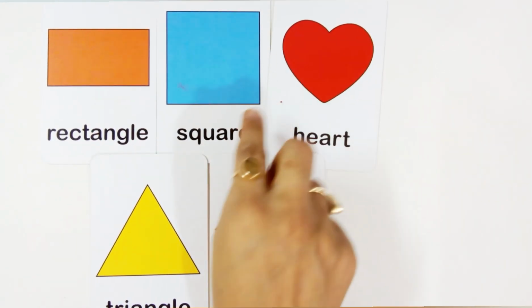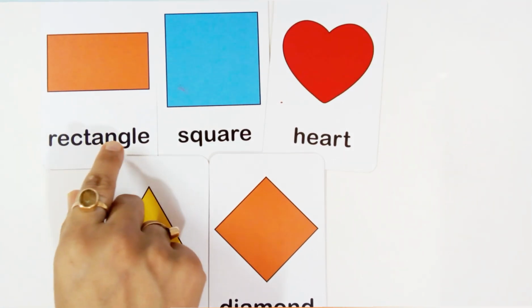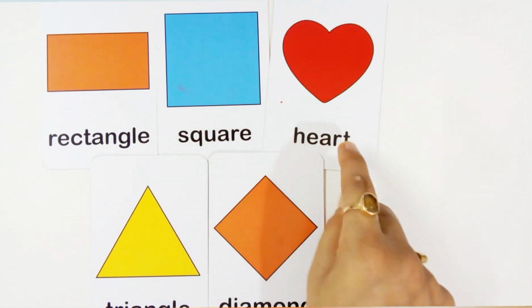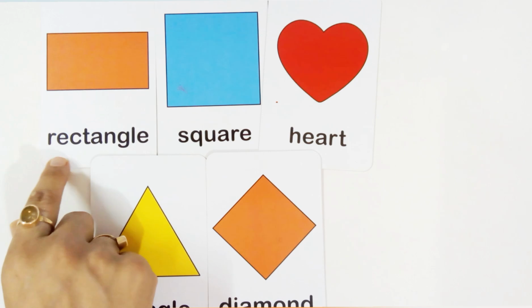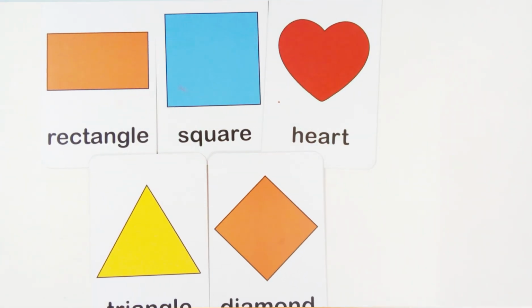R for rectangle, S for square, H for heart, T for triangle, D for diamond. R for rectangle, R-E-C-T-A-N-G-L-E rectangle. S for square, S-Q-U-A-R-E square. H for heart, H-E-A-R-T heart. T for triangle, T-R-I-A-N-G-L-E triangle. D for diamond, D-I-A-M-O-N-D diamond. So rectangle, square, heart, triangle, diamond.